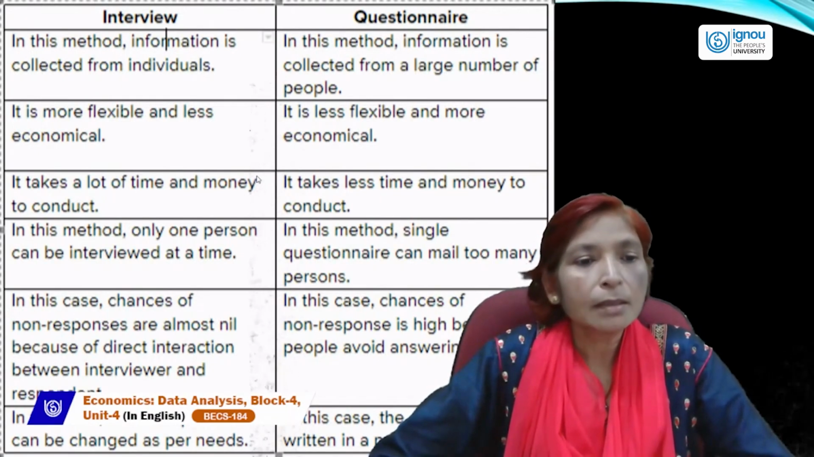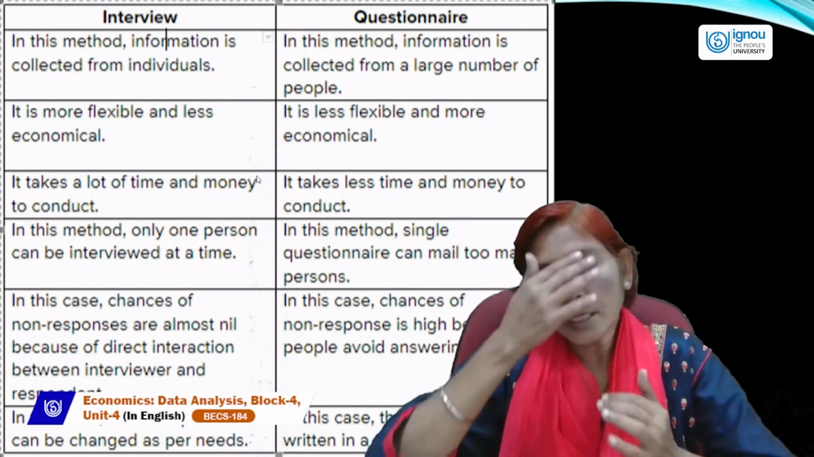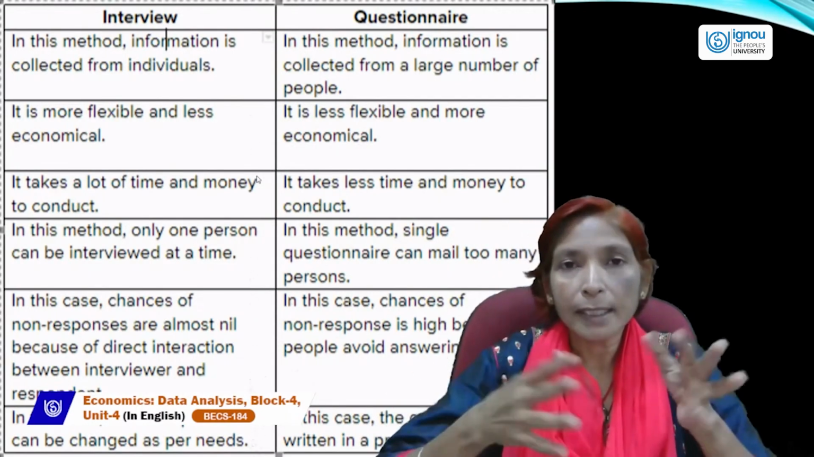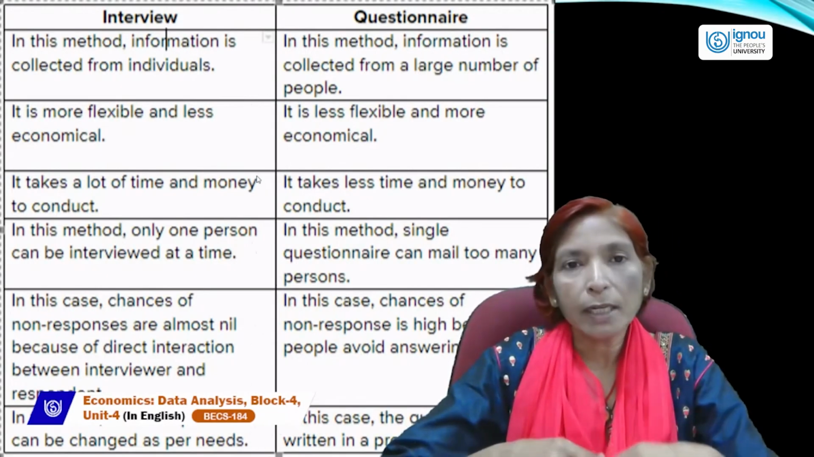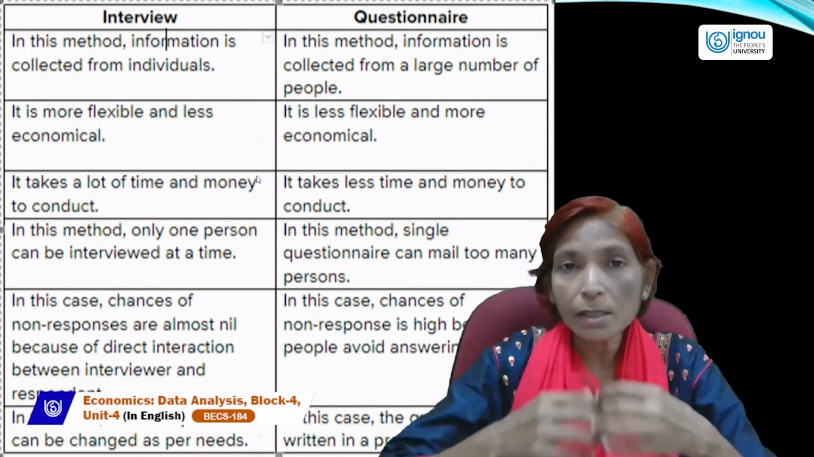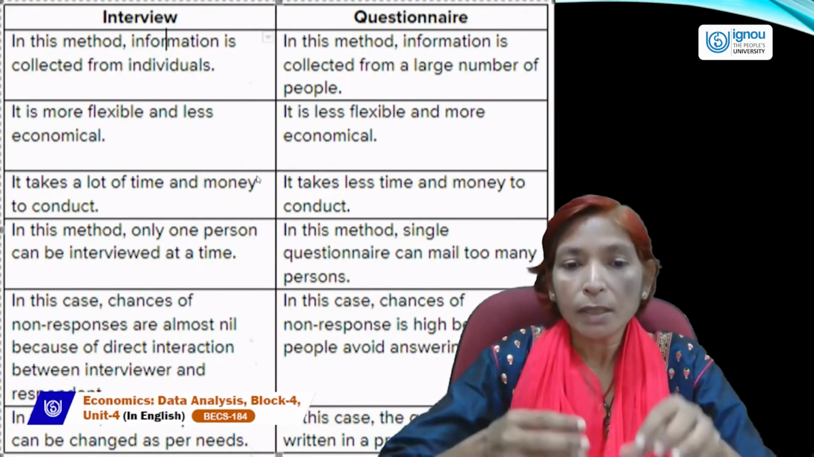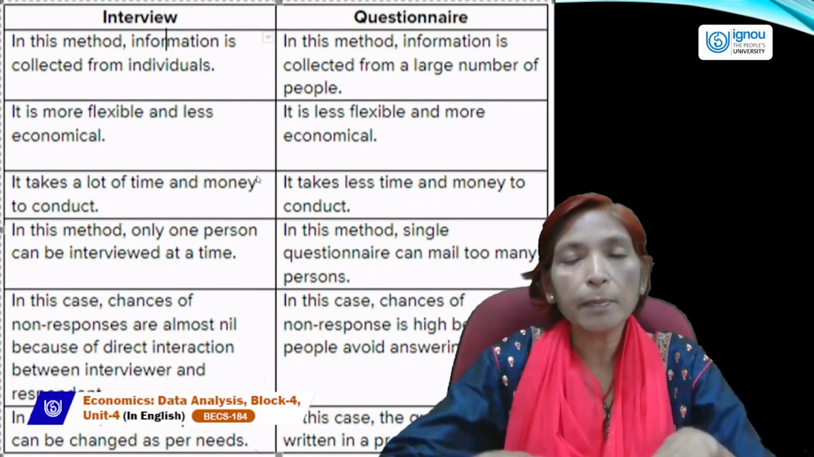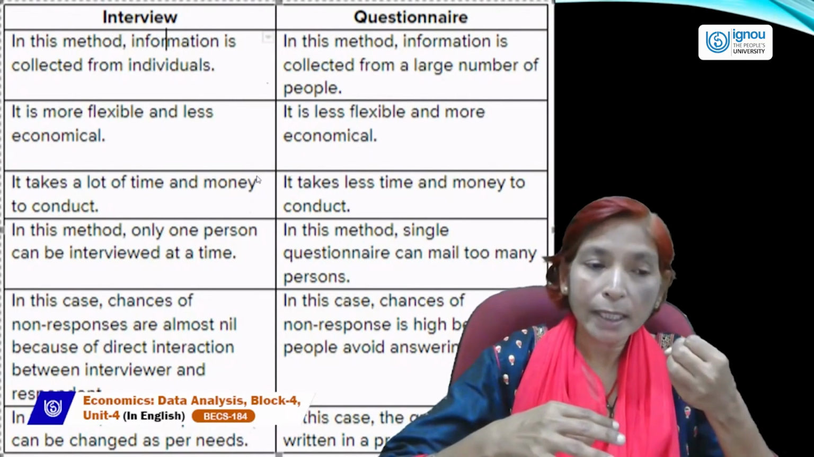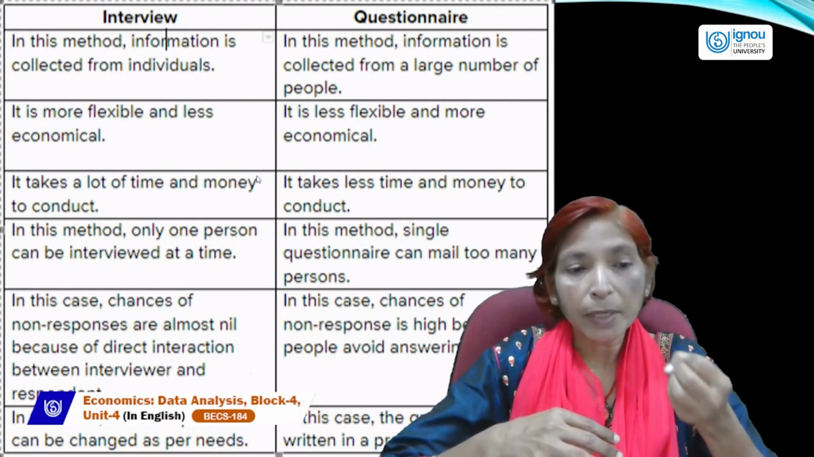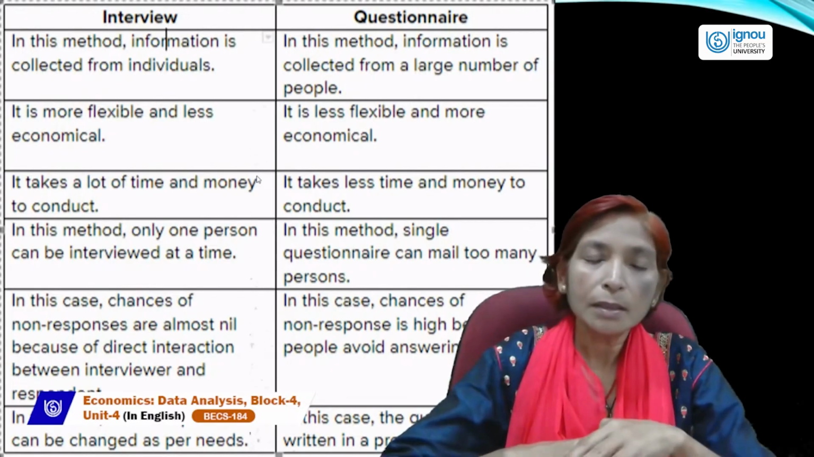Next is the interview method. Only one person can be interviewed at a time. You can't take an interview of so many persons at a particular time period. So in this method, only one person can be interviewed at a time. But in the questionnaire method, you can send this questionnaire at a time to thousands of people by mail. So in this method, a single questionnaire can be mailed to many persons. So this is the basic difference. With an interview, you can interview only one person at a particular time period, but a questionnaire can be mailed to many persons at a particular time period.